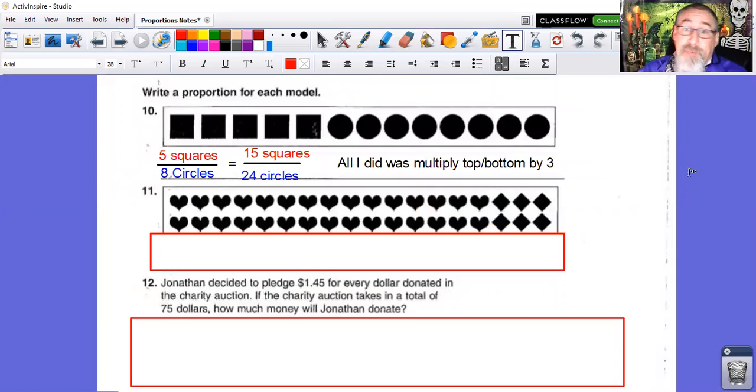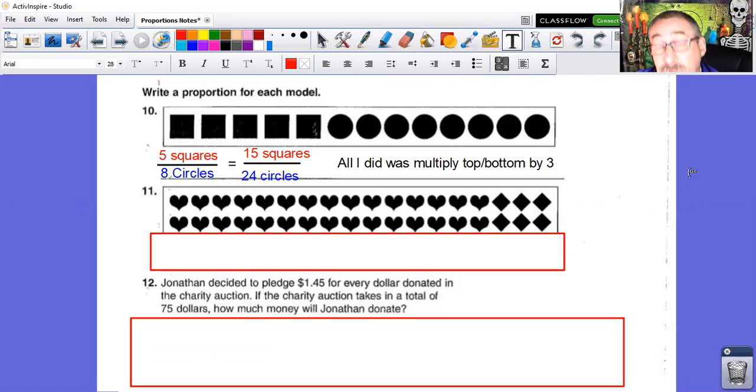All right, last thing you need to worry about. Number 10 I did already. It says write a proportion for each model. It doesn't give you the other part. So for this number 10, I counted how many squares there were. There were 5. I counted the circles, and there were 8. So 5 over 8 is the first part of my proportion.